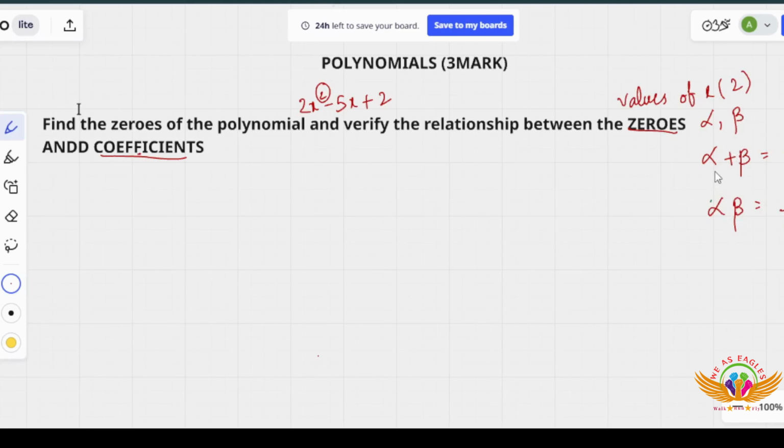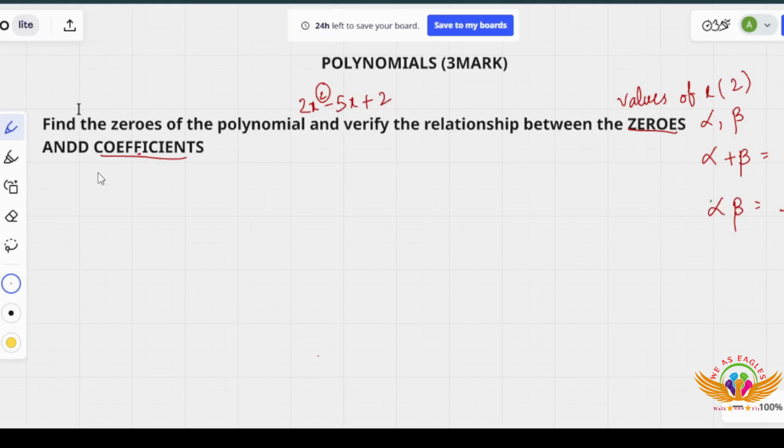So we need to verify the relationship on both the left hand side and the right hand side, whether they are correct or not, and we need to prove that. That is the question. All right. So the first thing is how to find the values of x, how to find the zeros. That is a very important and the main part of the question. So we need to find the roots.